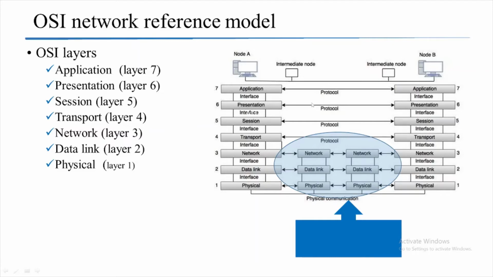That means the application layer of the first device or node A communicates or interacts with the application layer of node B, and presentation layer with the presentation layer of node B, session layer of node A with session layer of node B, and so on, right? There is no application layer, for example, in the intermediate nodes. So the order of this stack of 7 layers in the sending node is from layer 7 to layer 1, and in the receiving node it's from layer 1 to layer 7, right?